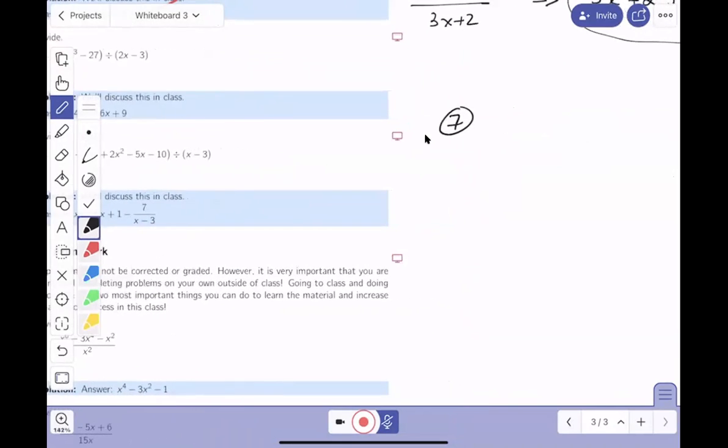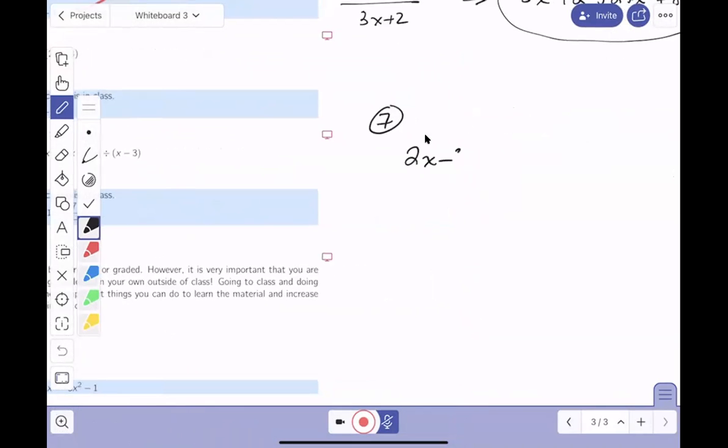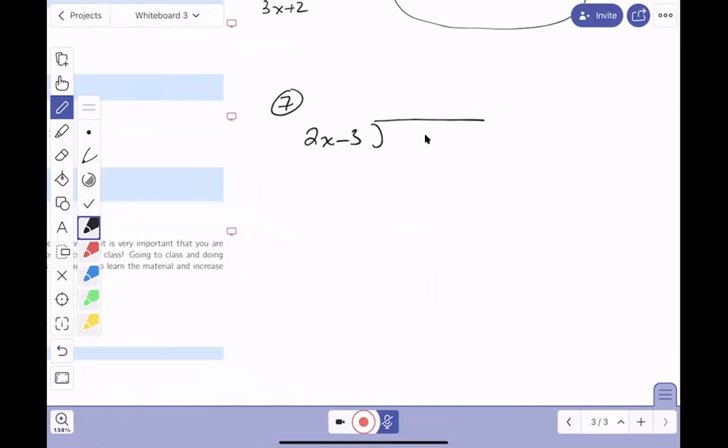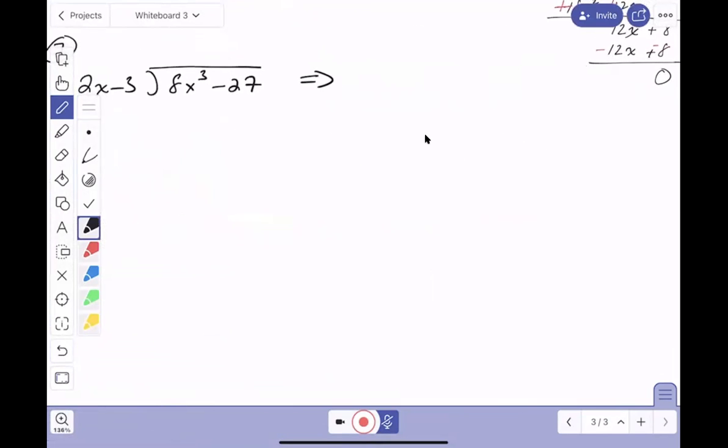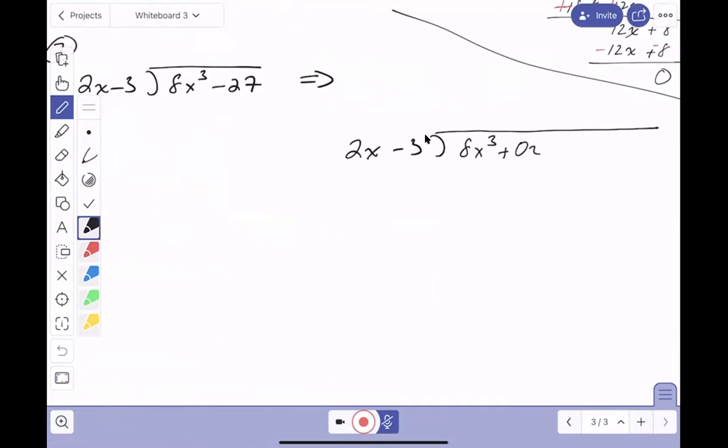And that's 2x minus 3 being divided into 8x cubed minus 27. I am going to recommend for most students to put down the missing places. And I'll go through that with you. So I'll put this over here. So 2x minus 3. And this would be 8x cubed. There are no squares. There are no linear terms, and there's a minus 27 in the end.